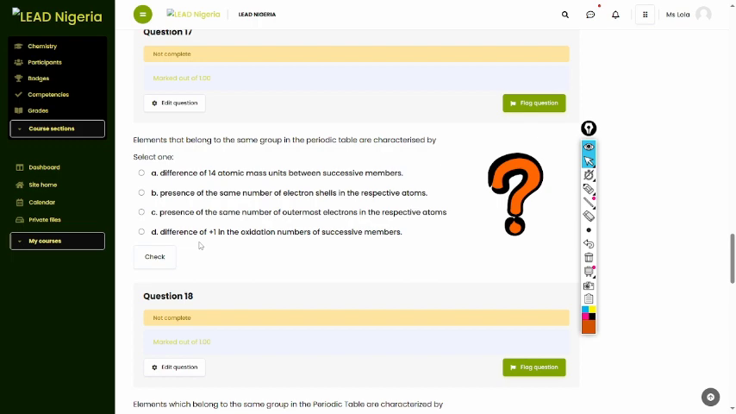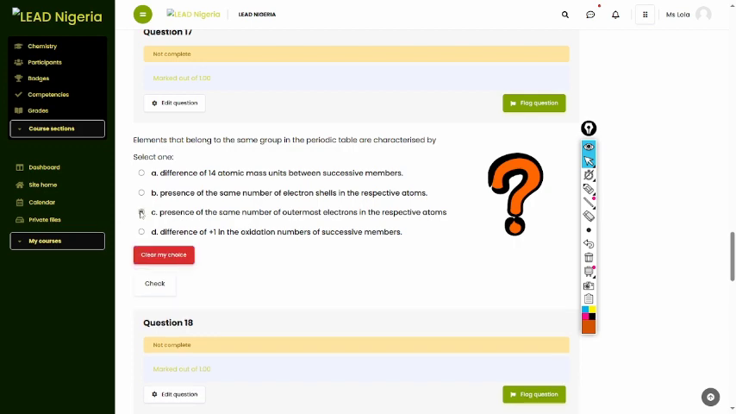So elements that belong to the same group in the periodic table are characterized by, okay, so let's see which one would correspond to elements that belong to the same group. Difference of 14 atomic mass units between the successive members, presence of the same number of electron shells in the respective atoms. So B refers to the period, not the group. Then presence of the same number of outermost electrons in the respective atoms. Then difference of +1 in the oxidation number of successive members. The correct answer is C because outermost electrons refer to the valence electrons, which then tells us the group of the elements.